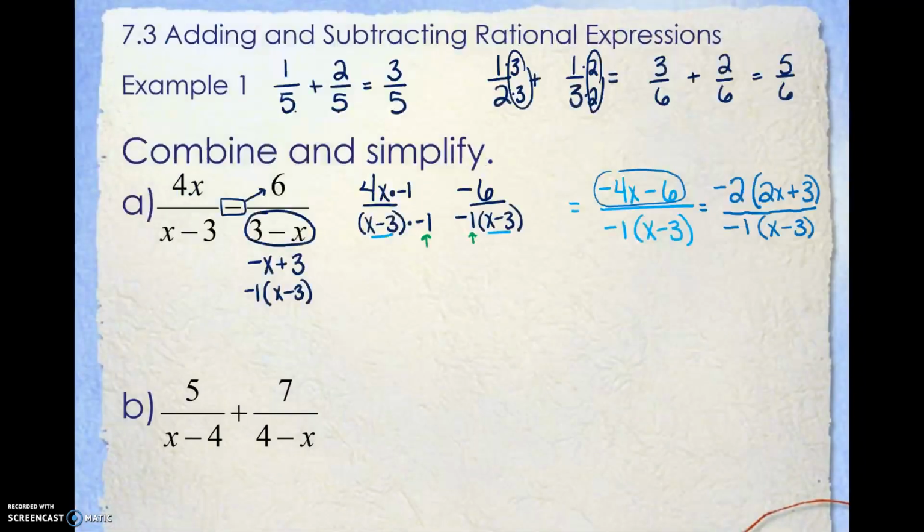No, I don't want to switch yet. Do you see anything on the top and the bottom that could cancel? The negatives. This negative in front of the 2 and the negative in front of the 1, the negatives will cancel. So our final answer is going to be 2 times the quantity 2x plus 3 over x minus 3.